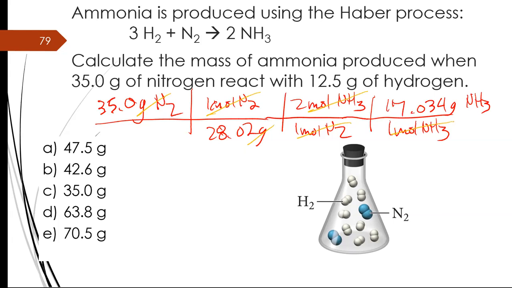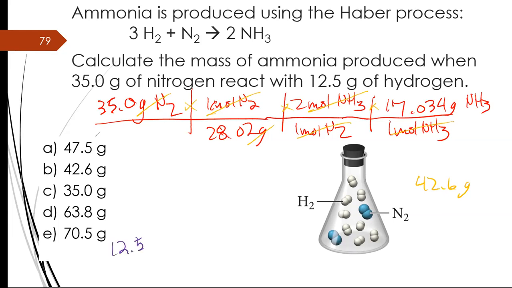To do the math, I multiply everything on top, and then I divide by everything on the bottom. So I can take my 35, divide that by 28.02, multiply that by 2, divide that by, and then multiply that again by 17.034. And that gives me 42.55 grams, right? Or 42.6 grams when we look at our significant figures. Now, that doesn't answer the question by itself. That's just telling me how much I can make with my nitrogen. I have to do that same thing, but with my hydrogen in order to double check which one we run out of, which one is our limiting.